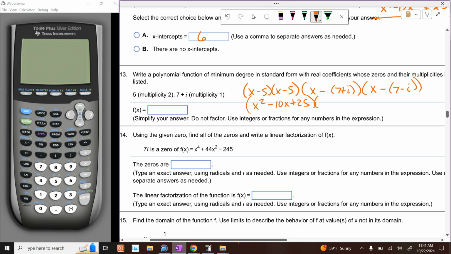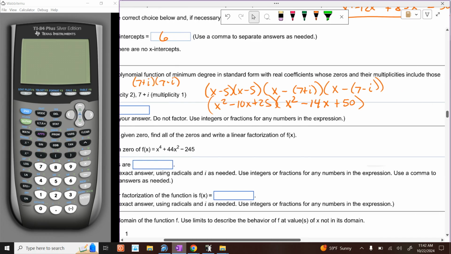What's the sum of 7 plus i and 7 minus i? 7 plus 7 is 14. Their product: 7 plus i, 7 minus i. 7 times 7 is 49. Outers, inners cancel. i times i is i squared. So 49 minus a negative 1 is 49 plus 1, or 50. So x squared minus the sum of the roots x, so it should be minus 14x plus 50.